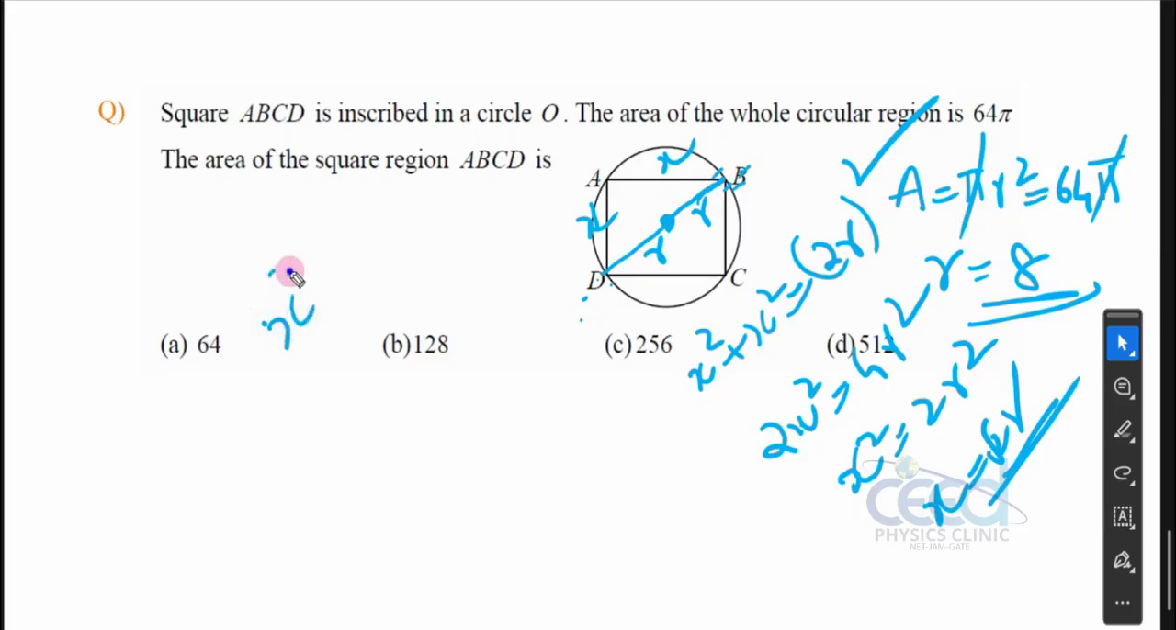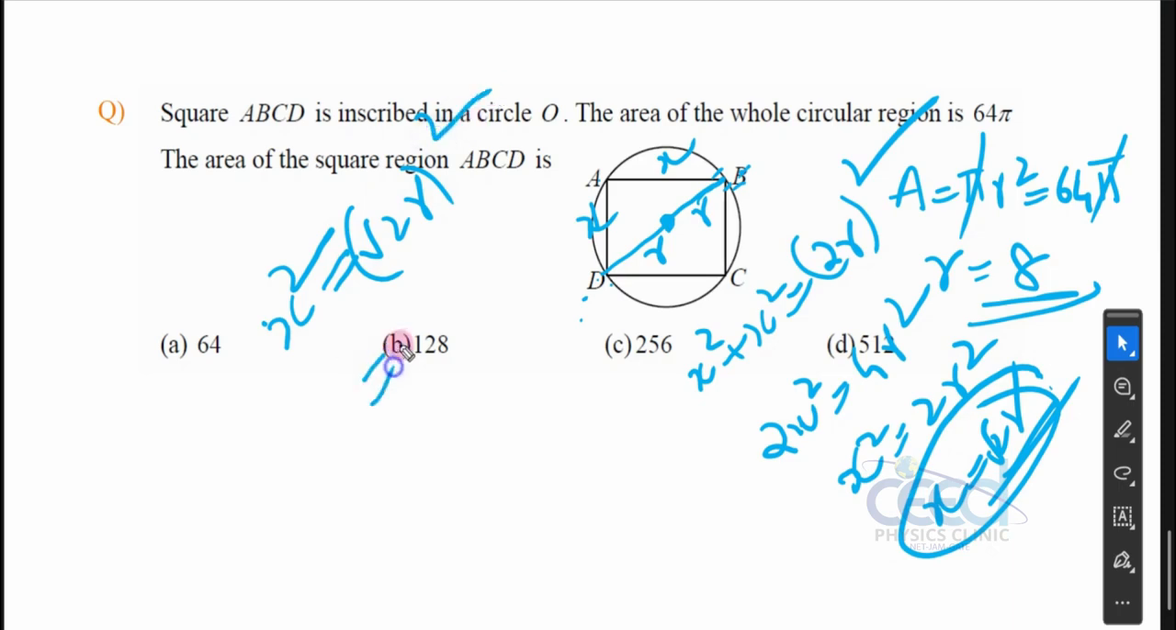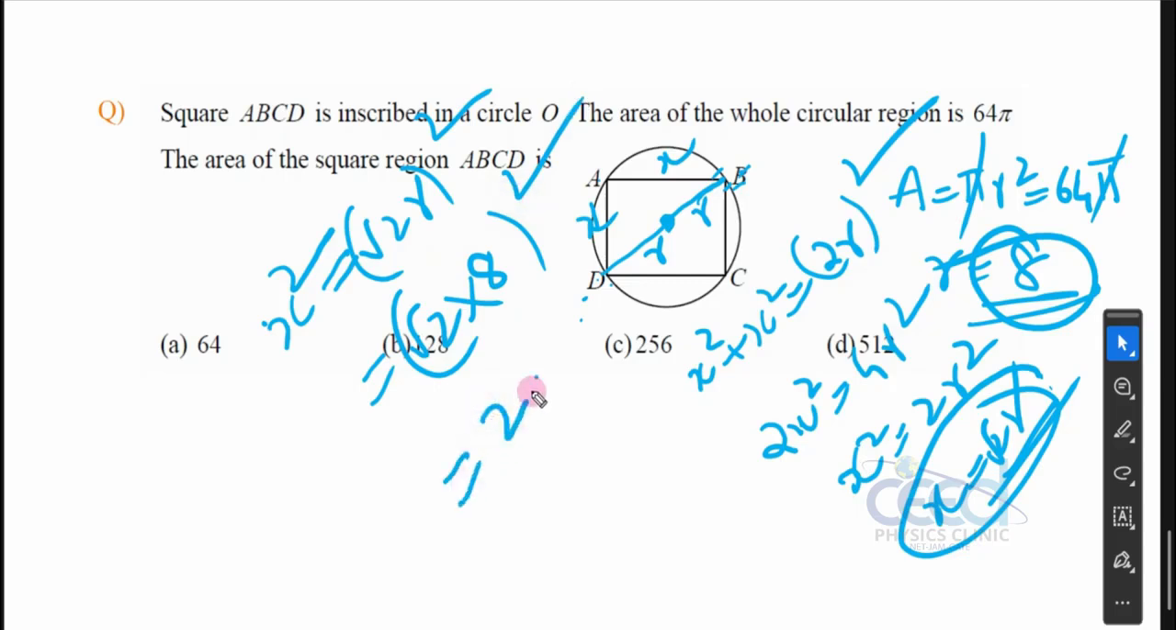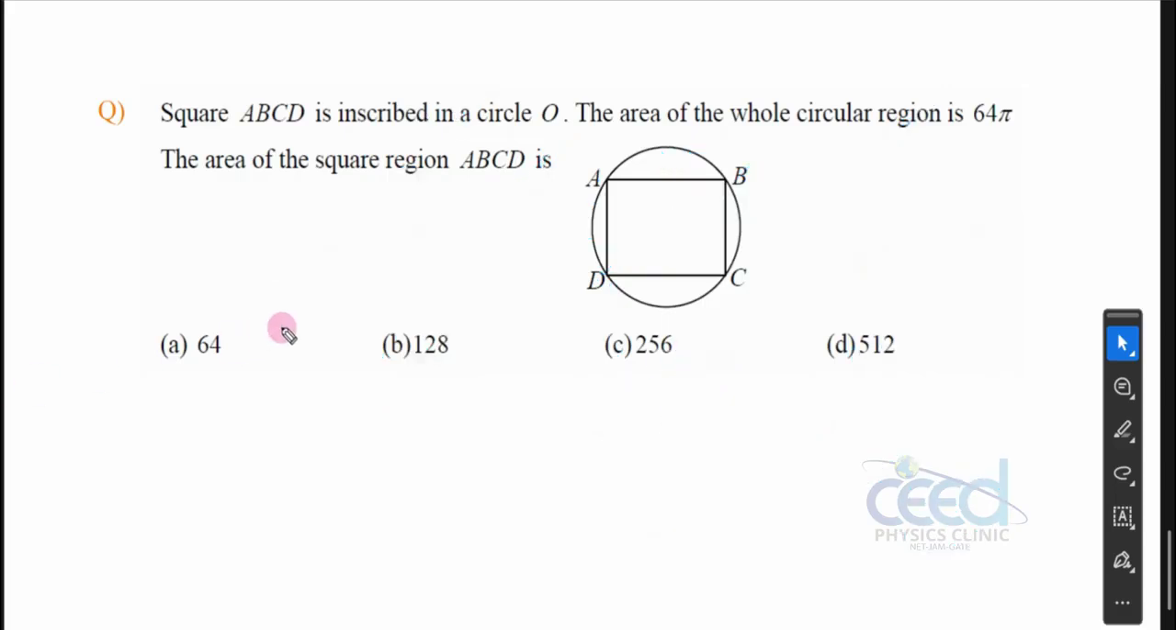Area of square is equal to x square, right. That is equal to, see, what is x? x is equal to root 2 r, right, then (root 2 r) the whole square, that is (root 2 into r, which we solved as 8) the whole square, right. Then 2 into 8 square, 8 square is 64, then 2 into 64 is 128. Am I right? All right. So option B is correct, right.